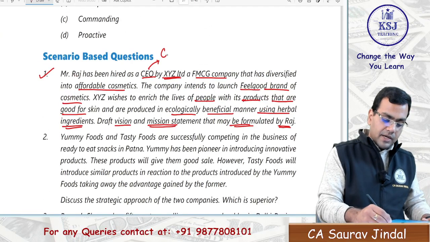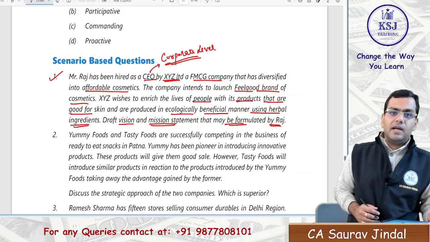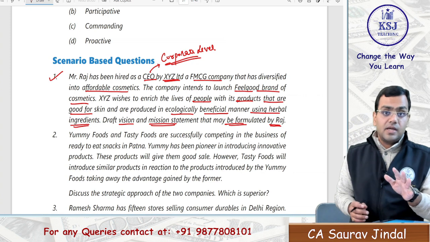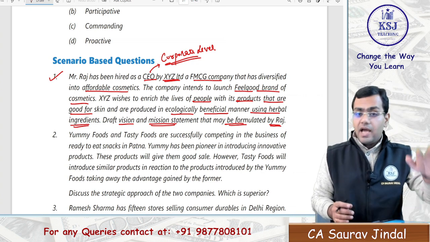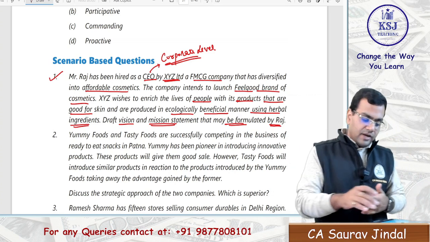Now CEO is what? CEO, if you remember, is the corporate level, isn't it? Yes sir, it is the corporate level. At the corporate level, they have to set the vision and mission of the company. This we have already studied, right? The corporate level people are the ones who set the vision as well as the mission of the company, right? Now, what will be the vision statement?